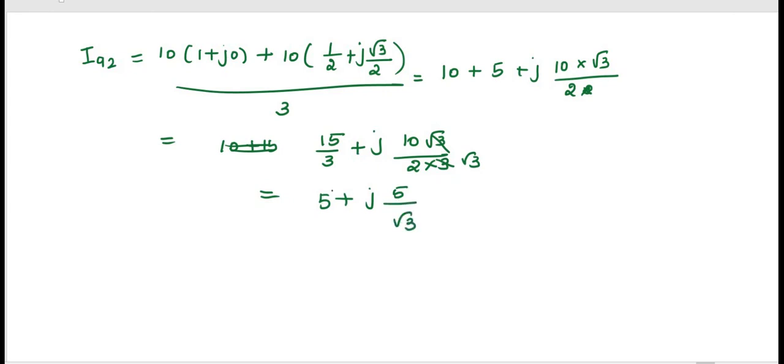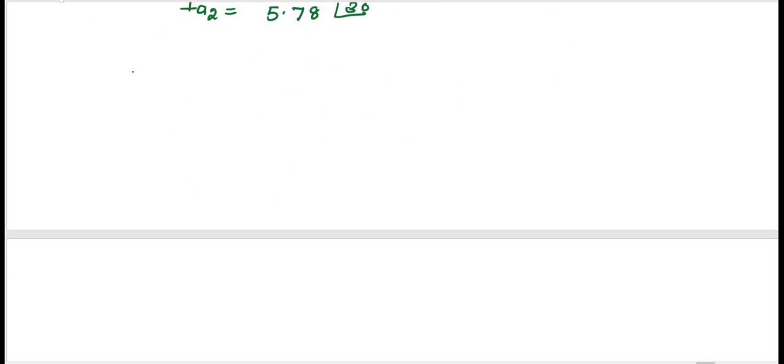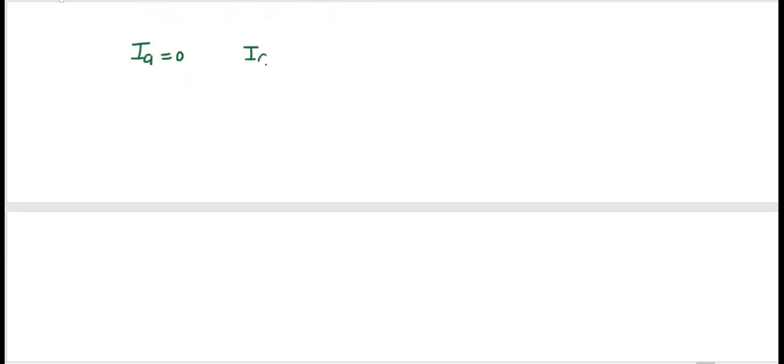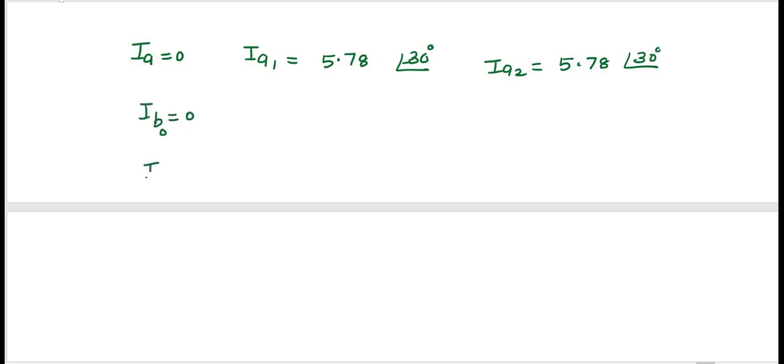This is similar to the positive sequence component, but only one difference: in the previous case we got the answer minus, but here plus. So what is the angle? IA2 is equal to angle, and the magnitude is almost the same. In the previous case the angle is minus 30, but in this case the angle is plus 30. So these are IA0, IA1 and IA2. Once again, writing all the values: IA0 equal to 0, IA1 equal to 5.78 angle minus 30, and IA2 equal to 5.78 angle plus 30.